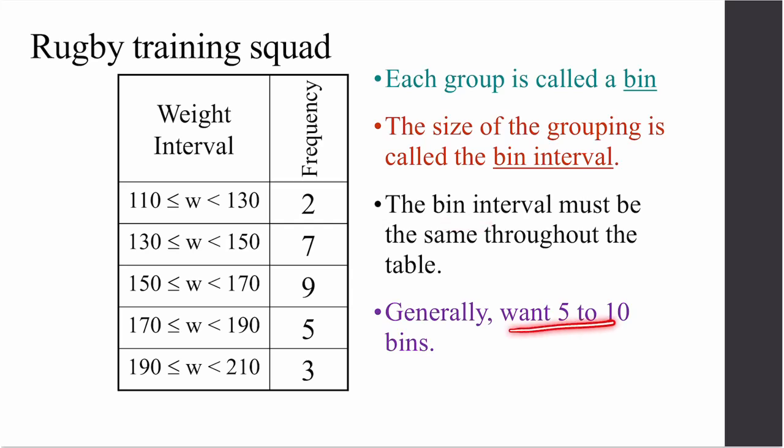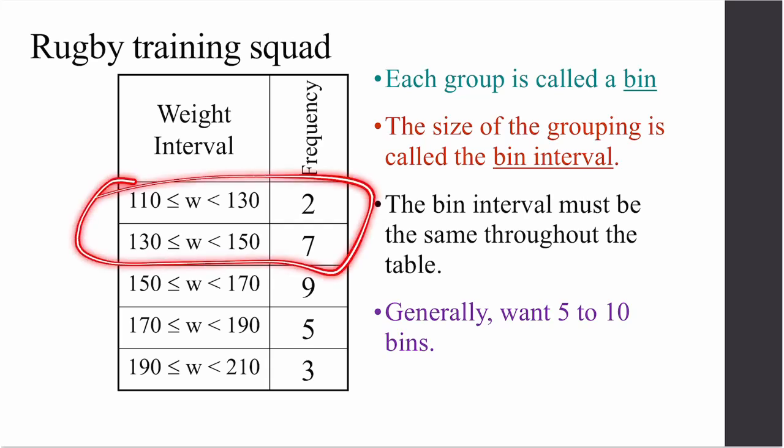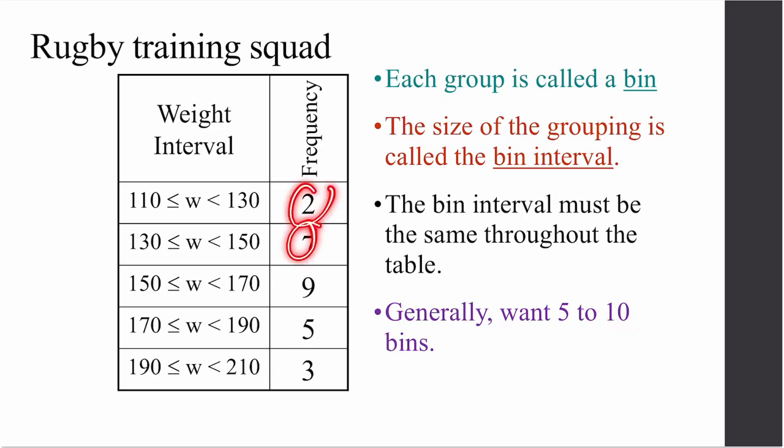Generally you want somewhere around 5 to 10 bins. If you have fewer bins, then it's kind of useless, and doesn't really help you classify your data into different groups or describe the data. And if you have too many, then basically every class or bin is going to have a frequency of 1. So you don't want too few and you don't want too many.